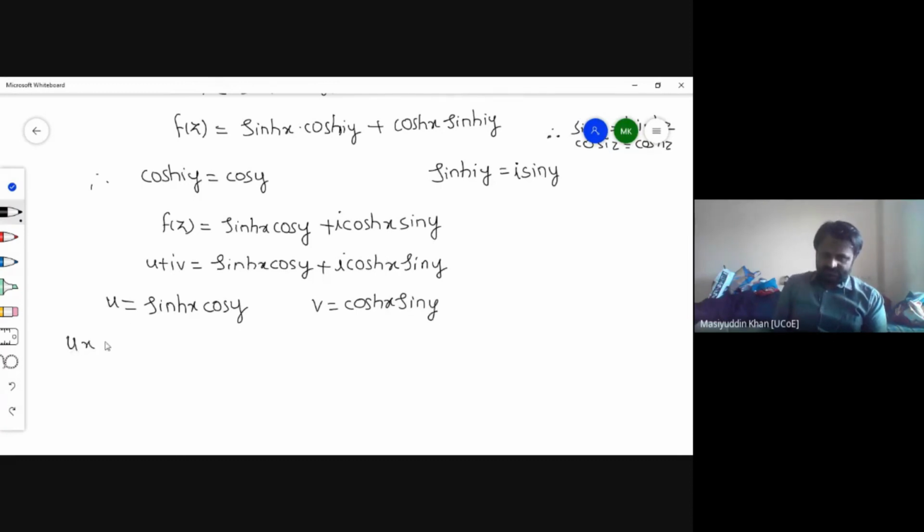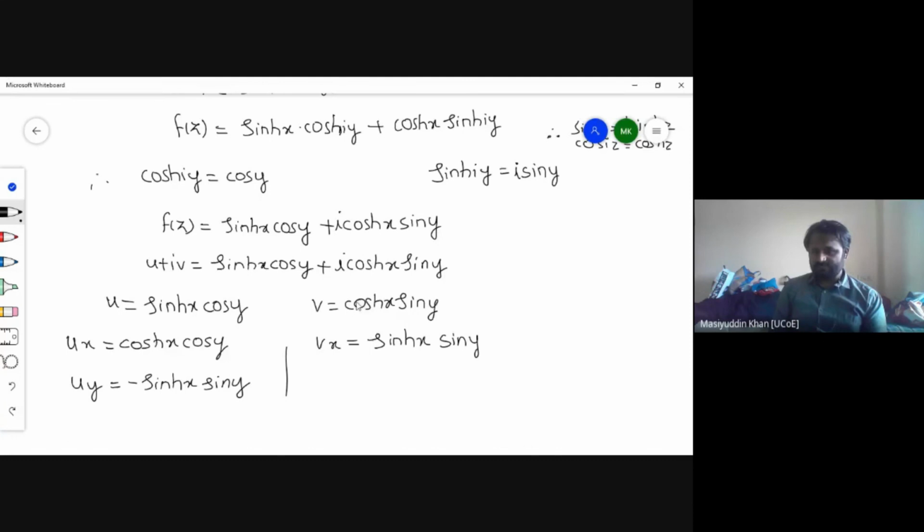So ux is equal to, if you differentiate with respect to x, it is hyperbolic, so cos hyperbolic of x into cos y, because cos y stays constant, kept as it is. u with respect to y, if you apply, the derivative of cos will be minus sine, so minus sine hyperbolic of x as it is into sine of y. Similarly, v with respect to x we have to apply, so sine hyperbolic of x into sin y as it is. Cos hyperbolic of x, when it is cos hyperbolic, its derivative is not negative, please remember. v with respect to y, as soon as you apply, cos hyperbolic of x as it is into derivative of sine, which is cos of y.